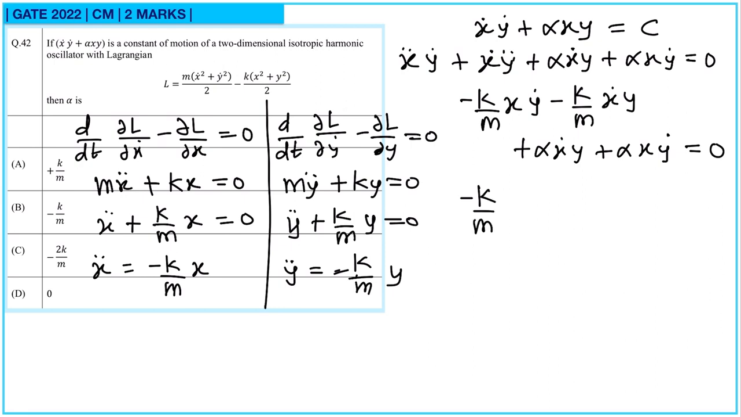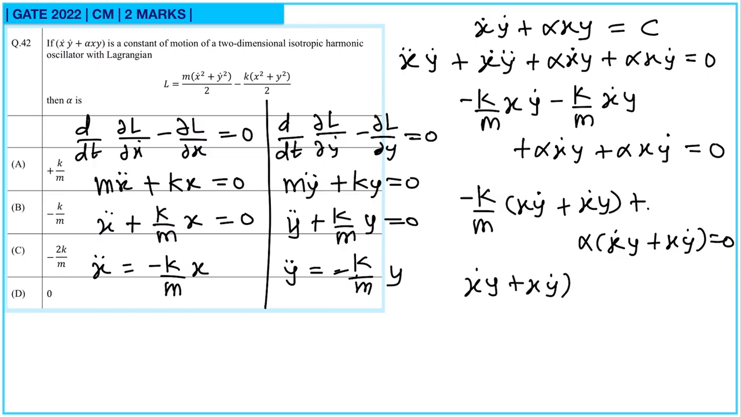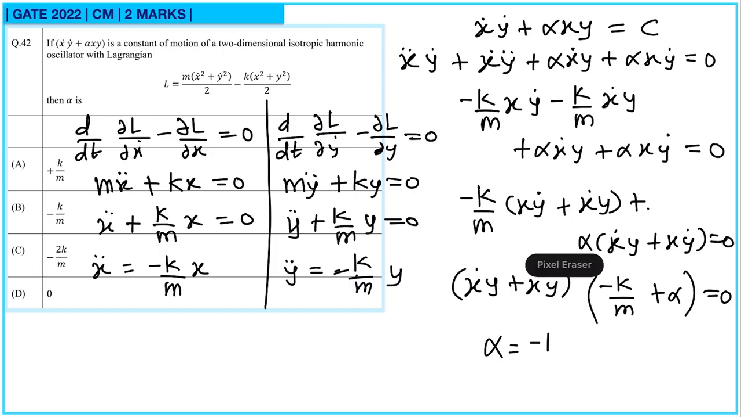So this is minus k by m into (x y dot plus x dot y) plus alpha into (x dot y plus x y dot), that is equal to 0. So x dot y plus x y dot in bracket, times alpha minus k by m, is equal to 0. That means alpha minus k by m is equal to 0. So alpha is equal to k by m. So here option A is correct. Alpha is k by m.